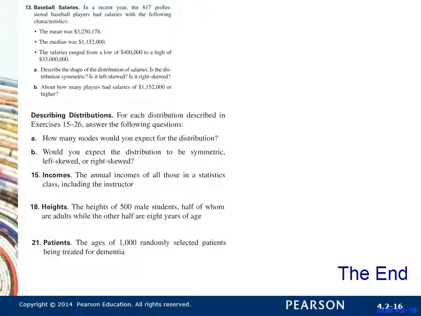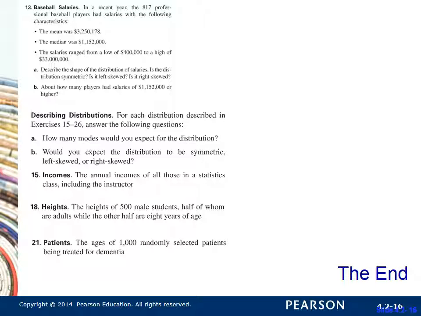All right, now let's look at the baseball salaries, number 13. So in a recent year, 817 professional baseball players had salaries with the following characteristics. All right, so there's the mean. Oh my goodness, 3,250,000 and change. Now the median, notice, was 1,152,000. So if I'm plotting this on a scale, so if you get a piece of paper out and do your number line, the median is going to be my middle.